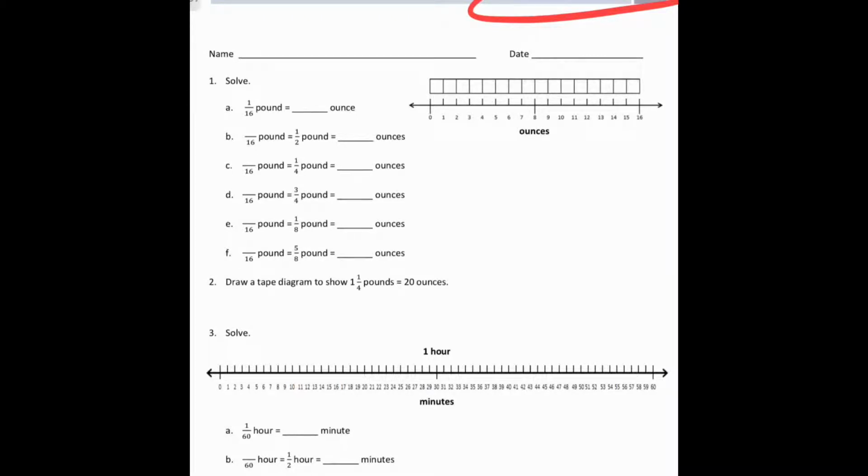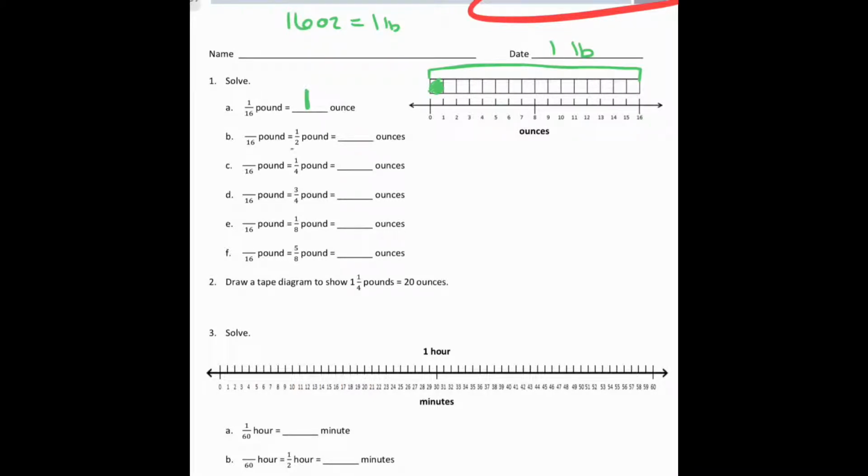If you look at the diagram, if that top rectangle, the tape diagram, represents a pound, it's split into 16 equal pieces. We know that 16 ounces are in a pound, so each one of those blocks represents an ounce. So 1/16, if I were to color that in, is just 1 ounce, because there are 16 ounces in a pound, and that's what it's representing. So I would put 1/16 of a pound is equal to 1 ounce.